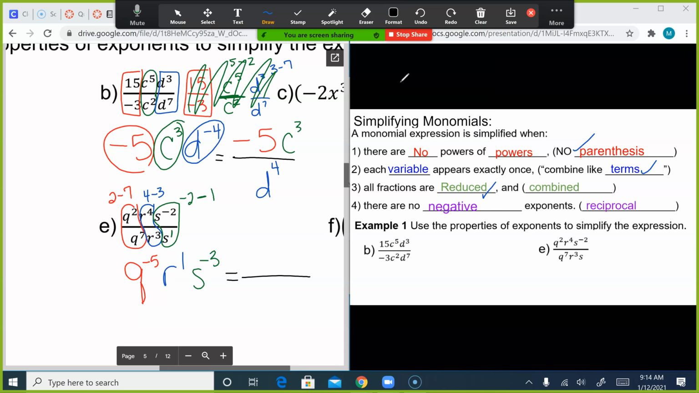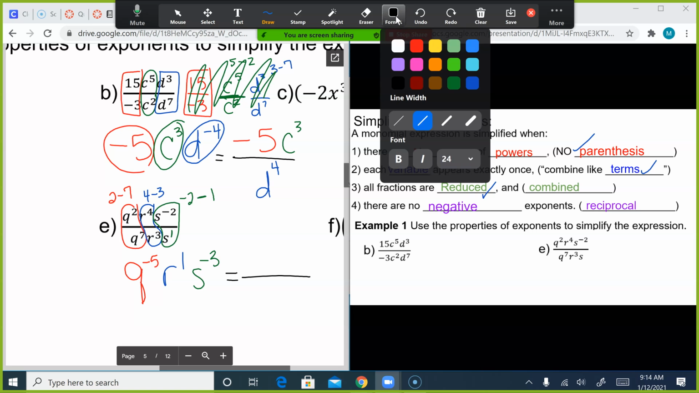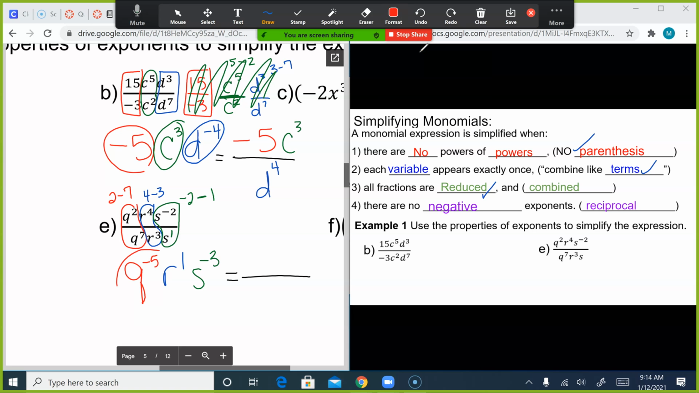And then we have to flip them around. So the negative ones go to the bottom. So Q has a negative 5 on it. So it goes here.